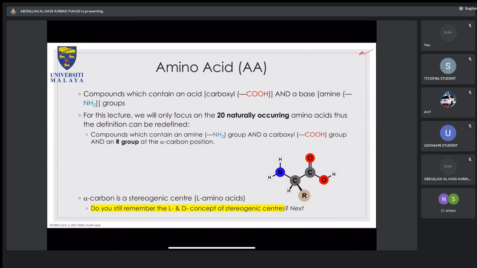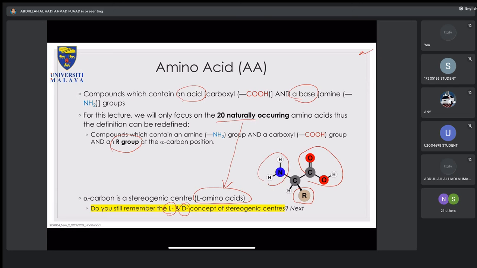So amino acid, how do you define them? A compound which contains an acid and a base, so we call it an amino acid. Again, 20 naturally occurring amino acids. The basic structure of an amino acid is the one on your bottom right. You have an acid group, an amine group, and of course, you need to have an R group. This R group determines the structure or the naming of the amino acid. The alpha carbon is a stereogenic center, so the 20 amino acids that I've mentioned are all L amino acids. Hopefully this is just a rhetorical question: you still remember the difference between L and D, the concept of a stereogenic center.